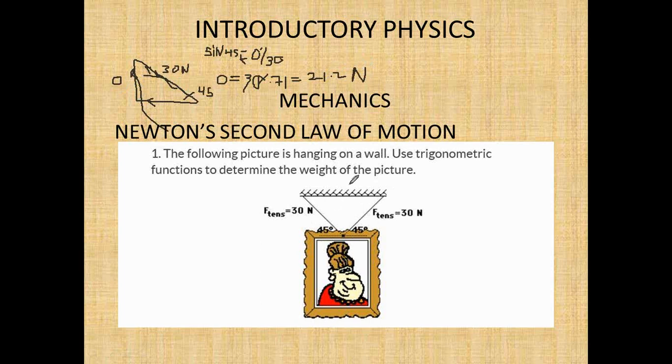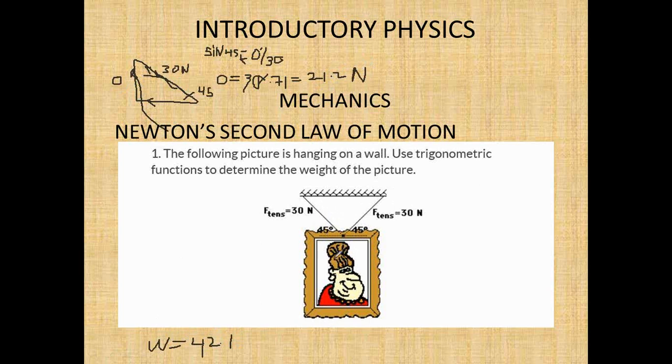So the weight of this frame is 21.2 times 2. So the weight of the frame is twice the vertical component in one of those cables. So it's equal to 42.4, because there are two cables attached to this frame. This wire has a tension of 30. This wire, same tension of 30. They have the same angle, so the vertical component is going to be the same.